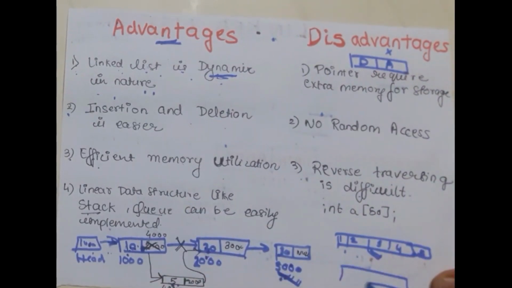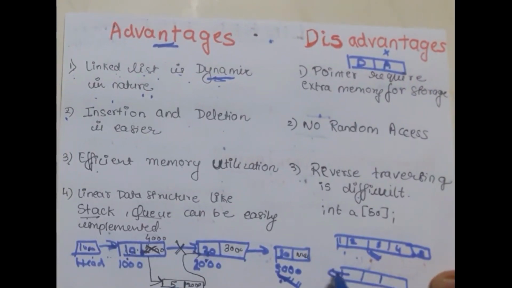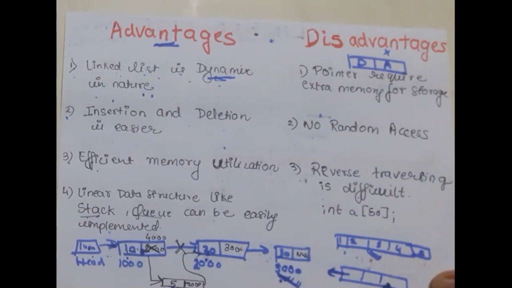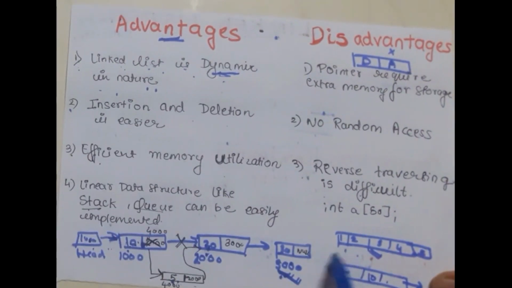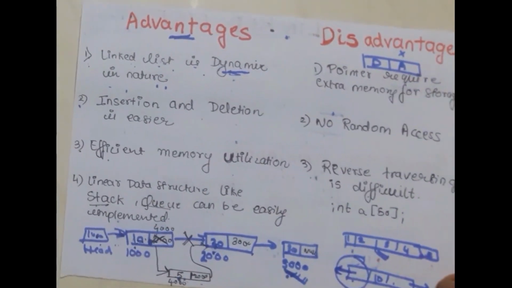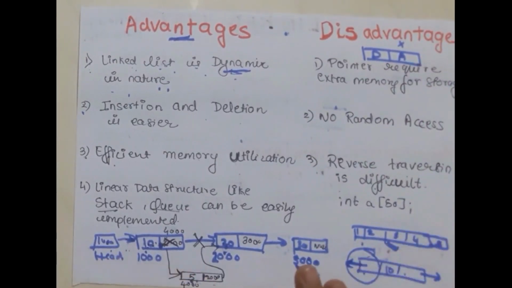because in a doubly linked list the structure of the node is somewhat like this, isn't it? There are 3 fields in the node. This is for the previous node, this field will point to the previous node, this field will point to the next node, and this field will contain the data. So again, for this pointer field we have to waste extra memory. So reverse traversing is difficult in a linked list. So these are the various advantages and disadvantages of linked list.